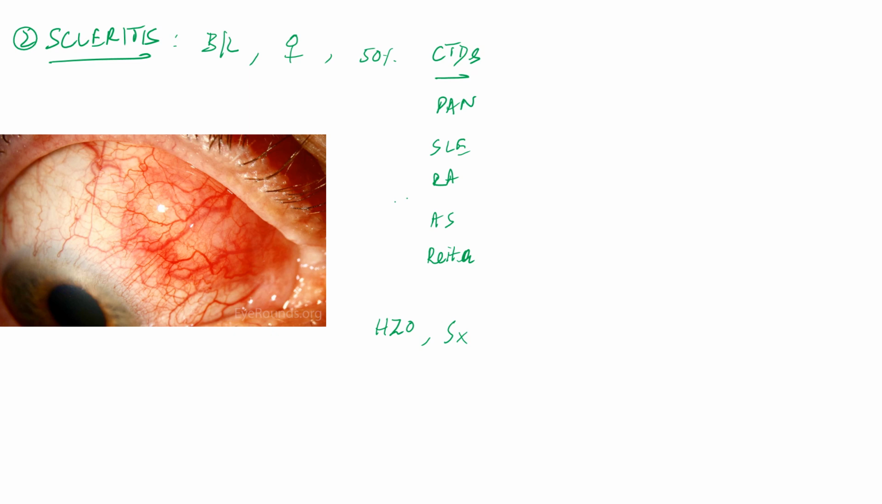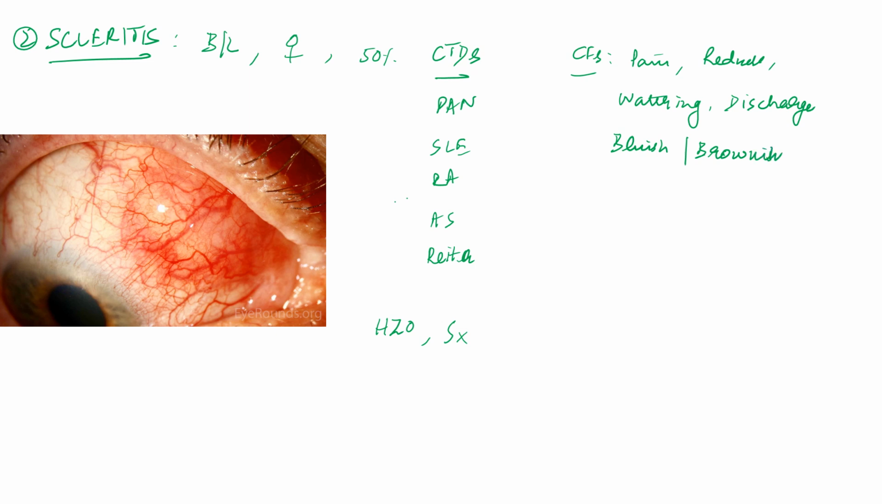Now let us discuss the symptoms of scleritis. These include pain, redness, watering, and discharge. There can also be bluish or brownish discoloration of the affected eye.